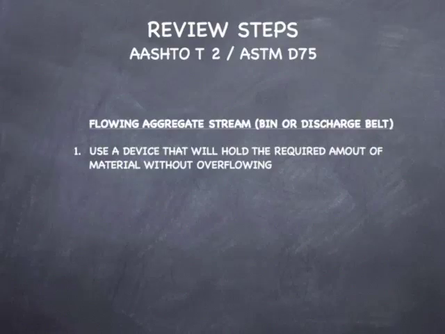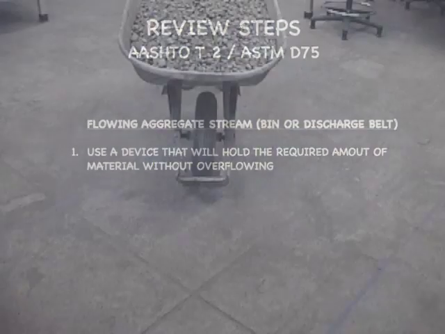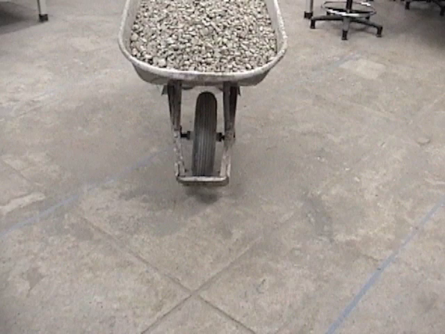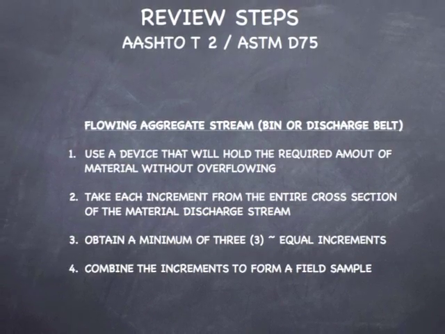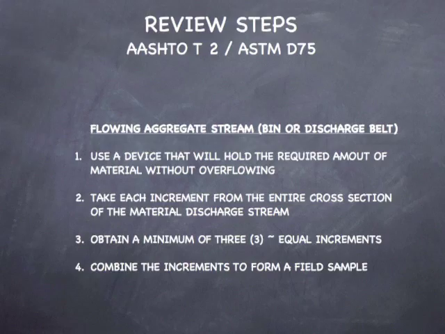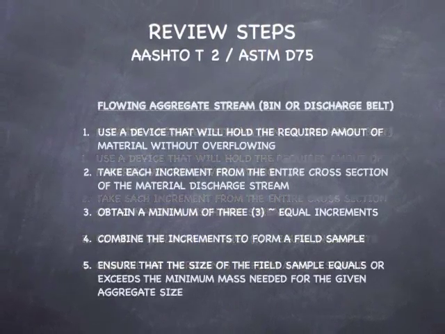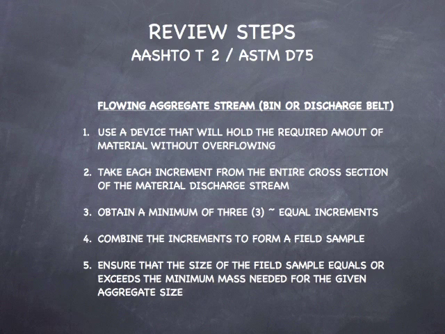First, we want to ensure that we are using a container which will hold the entire sample without overflowing. We now want to obtain 3 increments of approximately equal size. Be sure to obtain these samples from the entire cross-sectional area of the flowing aggregate stream. We will now combine these increments to form our field sample. And our last step is to ensure that our field sample meets or exceeds the sample size requirements for a given aggregate.